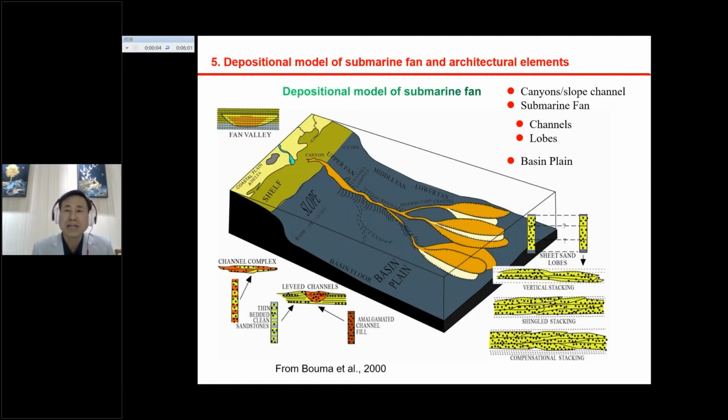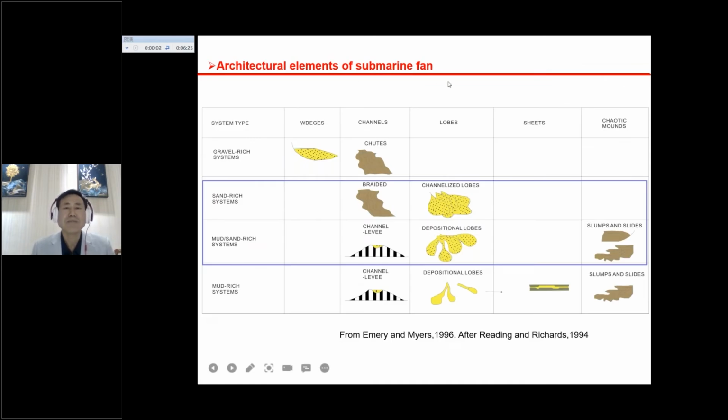Depositional model of submarine fan and architectural elements. In this depositional model of submarine fan, we can identify canyon or slope channel, submarine fan, and basin plain. In the submarine fan, we can identify all kinds of channels and lobes, the architectural elements of submarine fan. The system of the Yanchang Formation can be compared with sand-rich and partially mud-sand-rich systems, so it is mainly composed of channels, lobes, and partially slumps and slides.